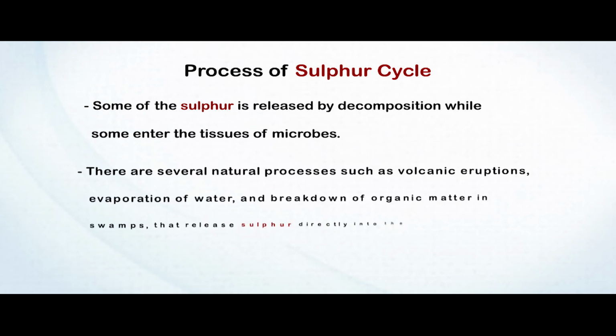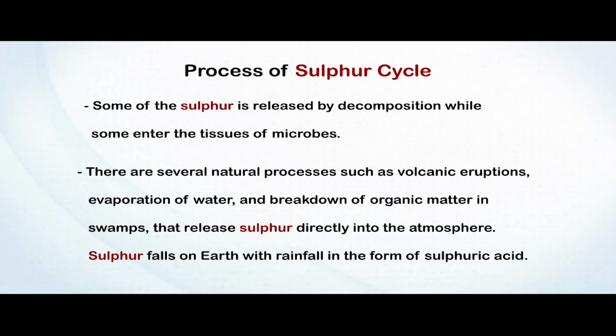There are several natural processes, such as volcanic eruption, evaporation of water, and breakdown of organic matter in swamps, that release sulfur directly into the atmosphere. This sulfur will fall back on Earth in the form of rainfall. Let us now look at the steps of the sulfur cycle.